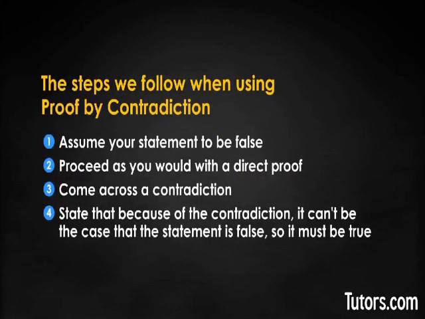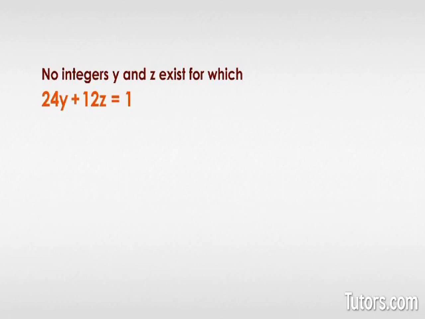So, here's the steps we follow when using proof by contradiction. First, assume your statement to be false. Second, proceed as you would with a direct proof. Third, come across a contradiction. And last, state that because of the contradiction, it can't be the case that the statement is false. So it must be true. So this is the example. No integers y and z exist for which 24y plus 12z is equal to 1.